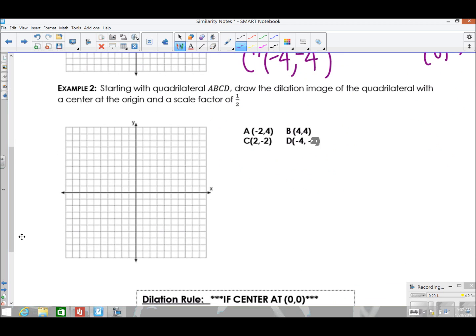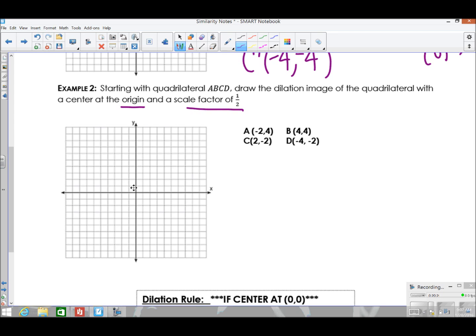So for this one, you're centered at the origin again, scale factor of 1/2. So really you could take and divide each of these coordinates by 2. Multiplying by 1/2 is just like dividing by 2. But I want to show you graphing because for the next page you have to know how to be able to do this graphing without counting on that rule.